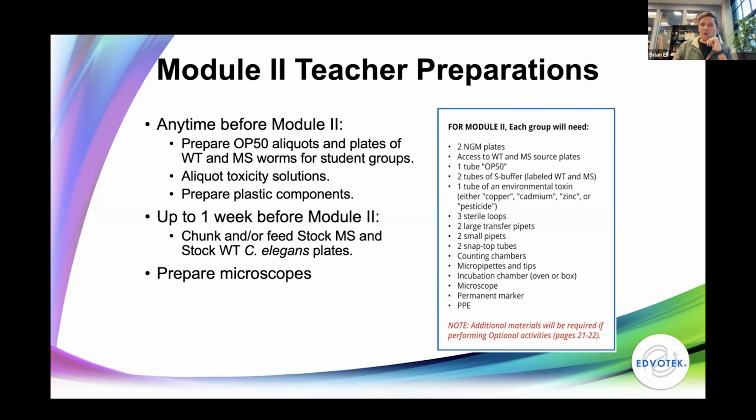For Module 2B, you're going to need to aliquot out a couple different reagents. There are environmental toxins, a buffer called S buffer that the students are going to use, and then just some plastics. All of this can be prepared at least a week ahead of time. So if you want to aliquot it out ahead of time and just stick it back into the refrigerator to wait until you actually need it, that is completely fine. The last thing is just make sure that you are preparing your microscopes ahead of time as well, to make sure everything's set up there. The same microscopes that you use in Module 1 will work perfectly for Module 2.